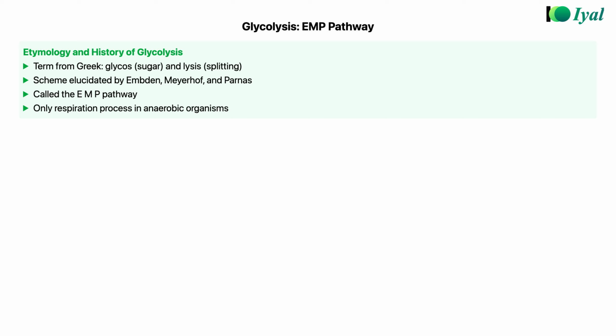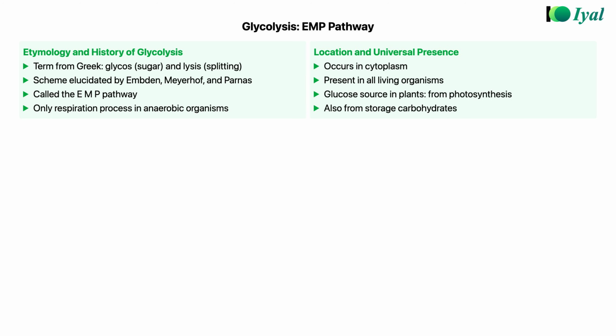So the word glycolysis comes from Greek. Glykos means sugar. Lysis means splitting. So glycolysis means splitting of sugar. Now who discovered this? 3 scientists, Embden, Meyerhof and Parnas. So it is called the EMP pathway. Very nice history. And remember, in anaerobic organisms, this glycolysis is the only way to get energy, the only respiration process available. So it is ancient, it is fundamental, it is called EMP. Glycolysis happens in the cytoplasm, not in mitochondria. Cytoplasm, and it is present in absolutely every living organism, bacteria, fungi, plants, animals, everyone.